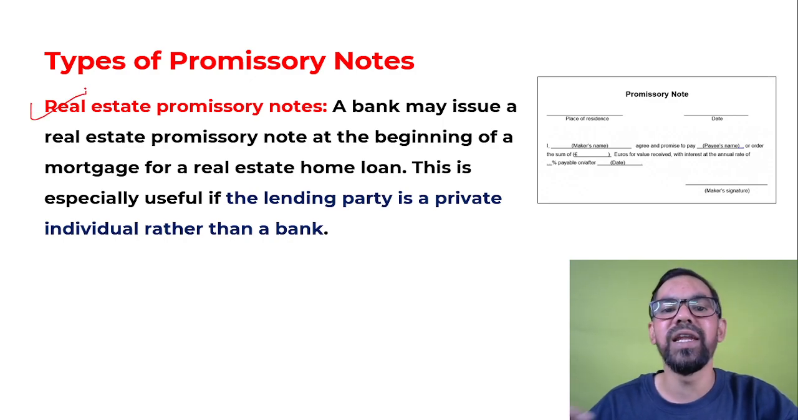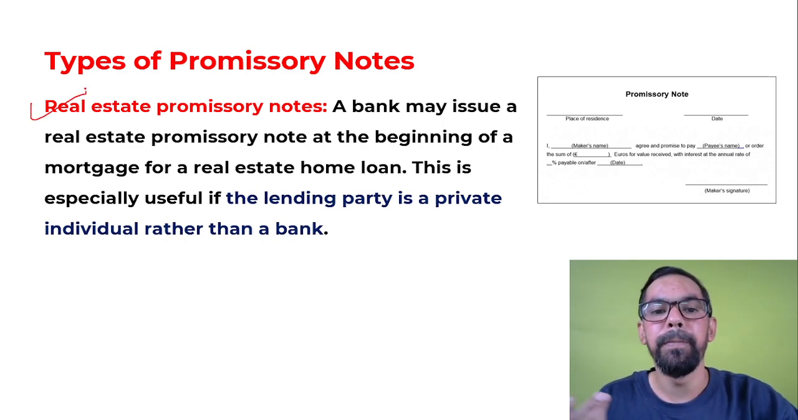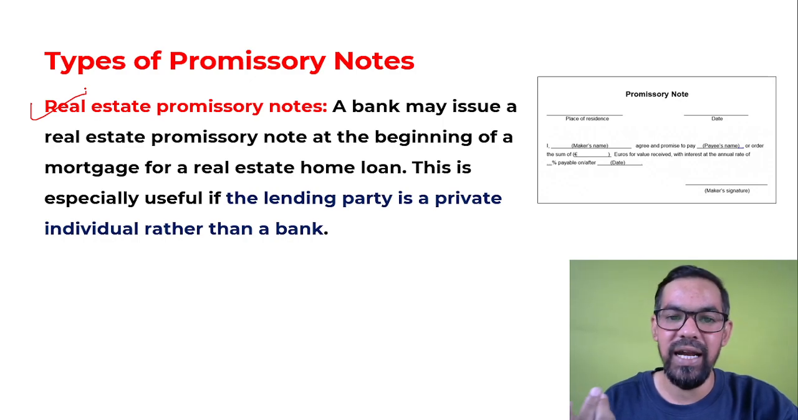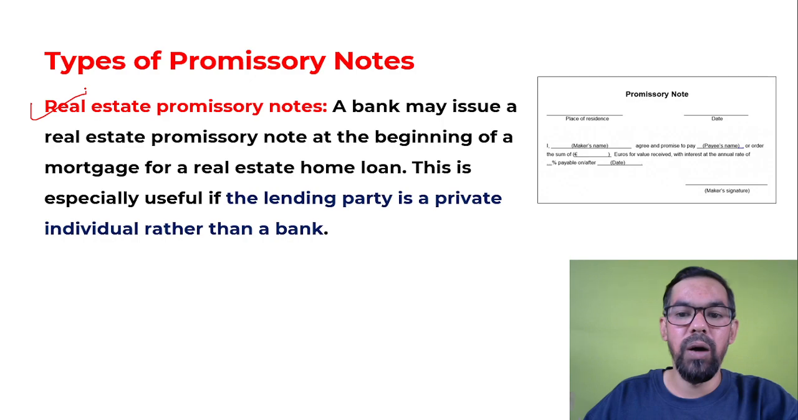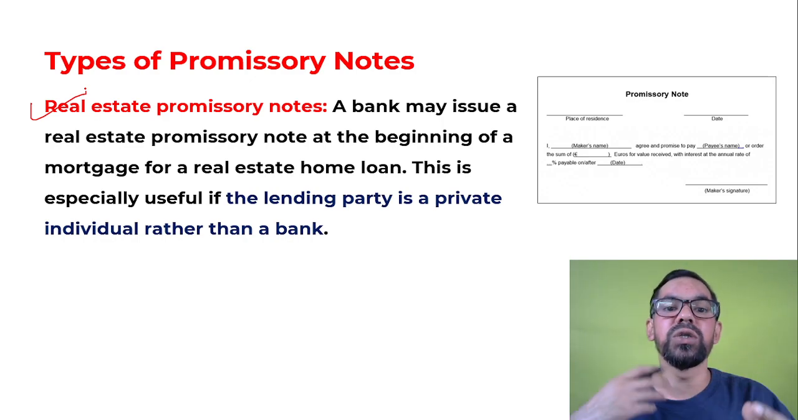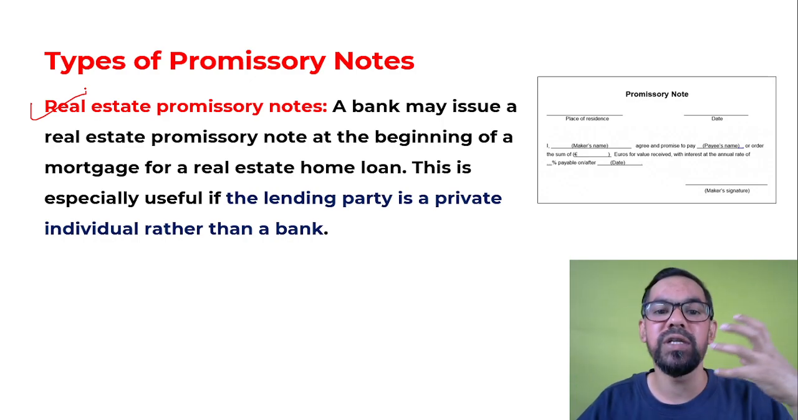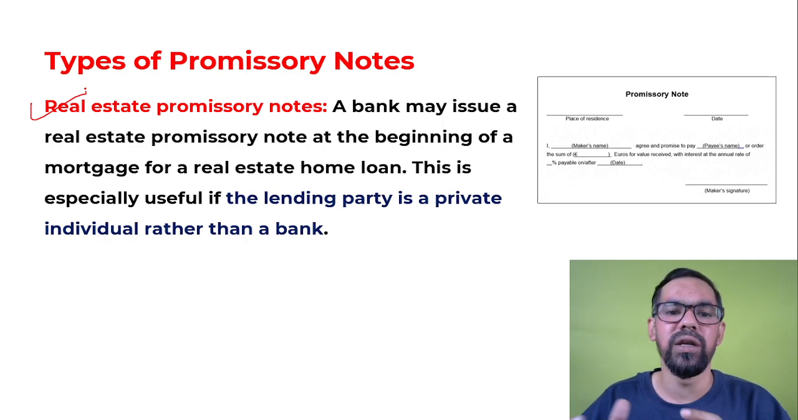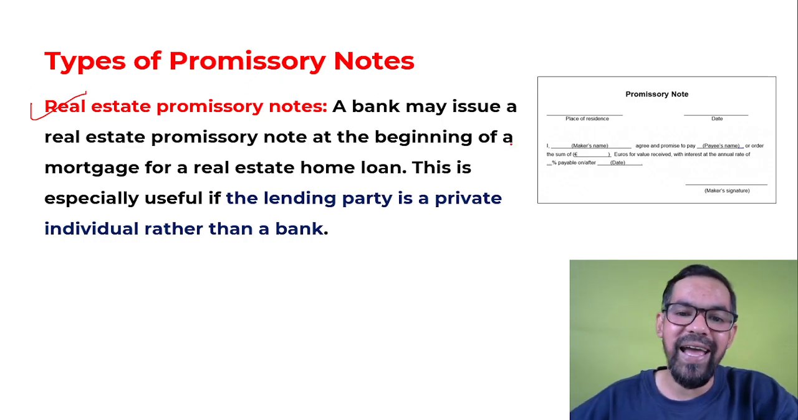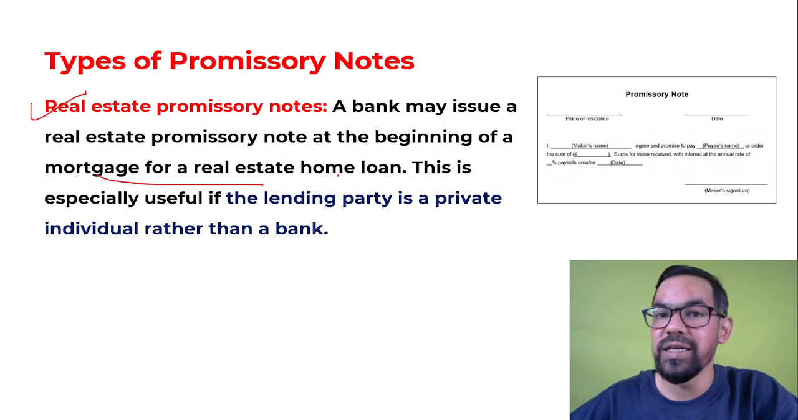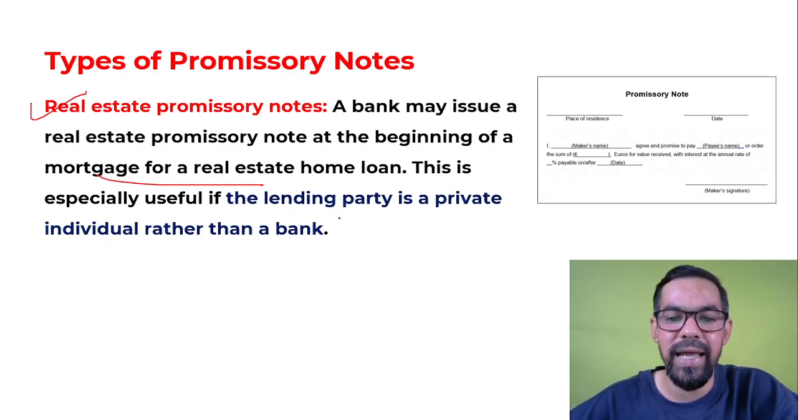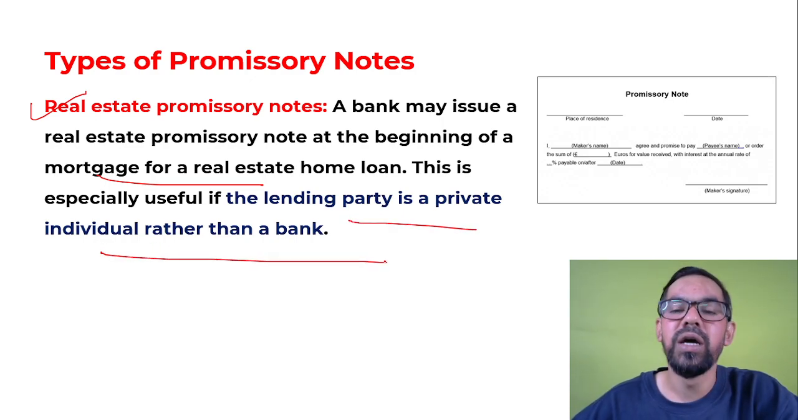Real estate, as the name states, is generally used for the buying and selling of properties. Even whenever we buy a house and the construction is going on, you have to present some documents, or even lenders can use this one. A bank may issue a real estate promissory note at the beginning of a mortgage for a real estate home loan. This is especially useful if the lending party is a private individual rather than a bank.